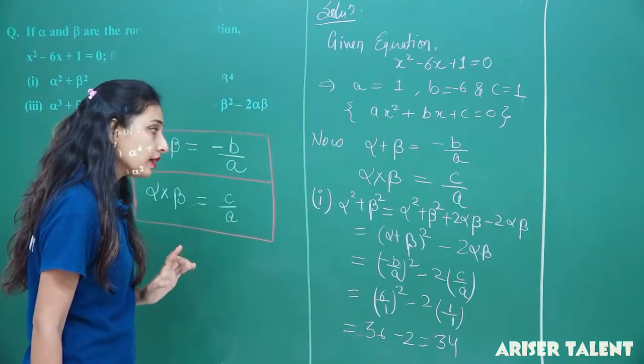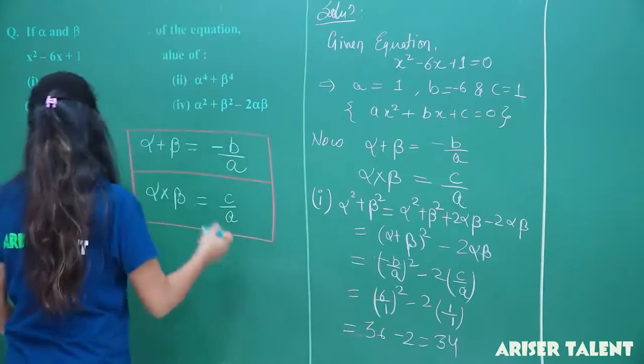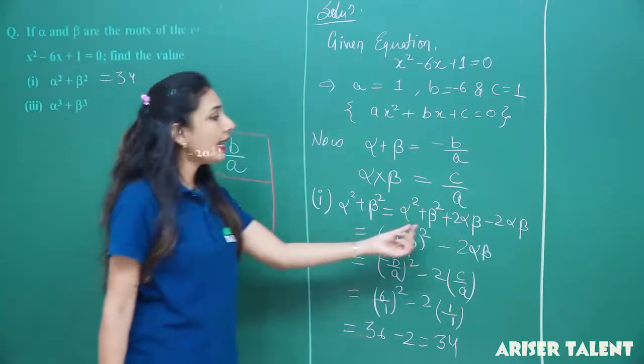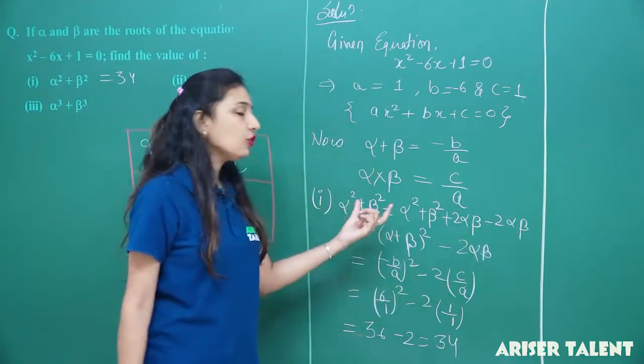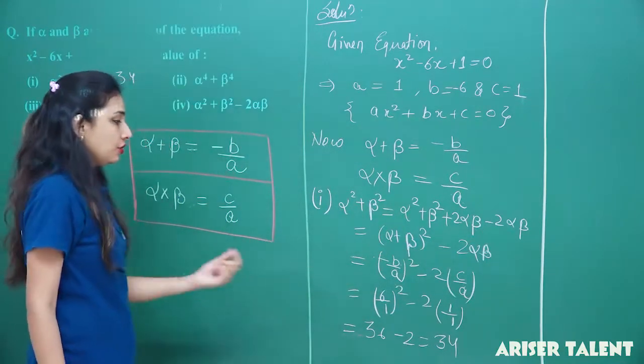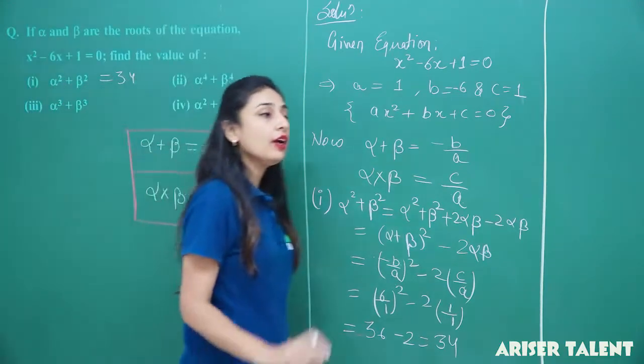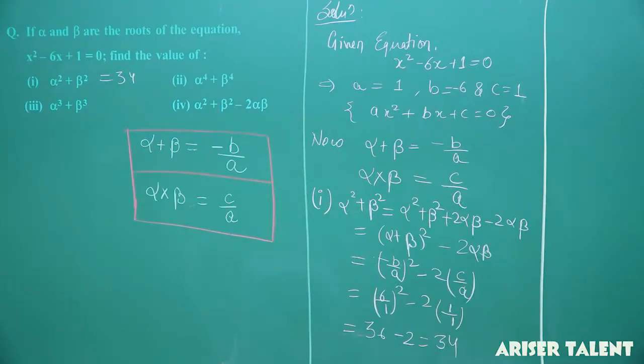So, students, this value will be 34 because I have just added and subtracted something, so the value will remain the same. So, I have this 34 as the value of alpha square plus beta square. Now, note this, students, so that we can move forward.